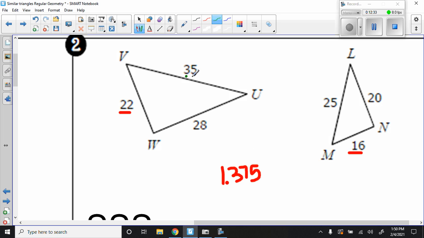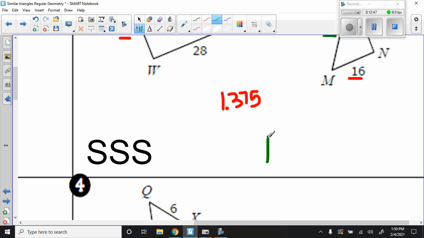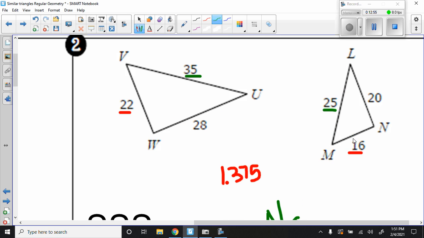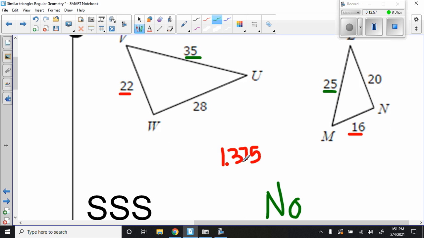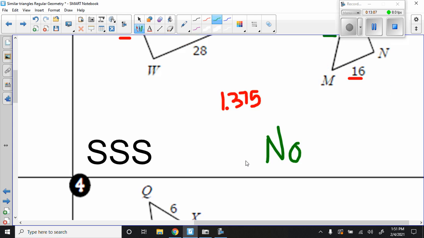Now I think 35 and 25 are corresponding. I'm going to check what that decimal is. 35 divided by 25 is 1.4. I'm already finished. These are not similar. The scale factor is not the same. I would have needed to see 1.375 3 times or 1.4 3 times. You cannot have one that's different. And you can't round or anything. It has to be exactly the same.